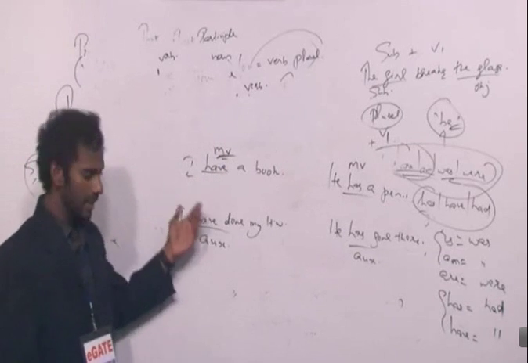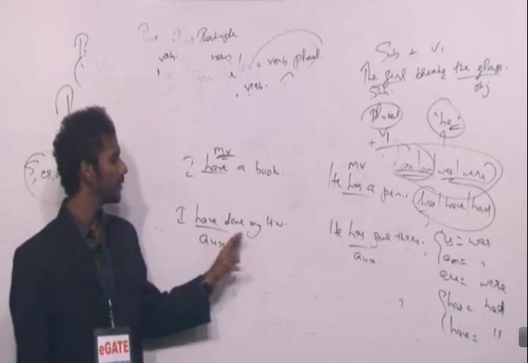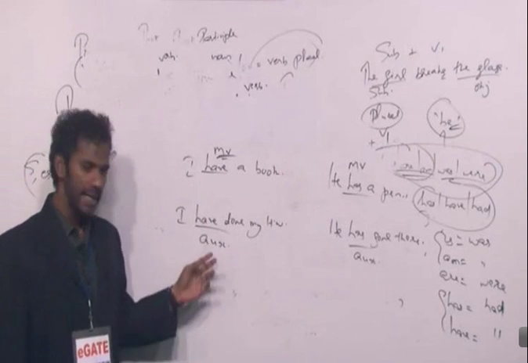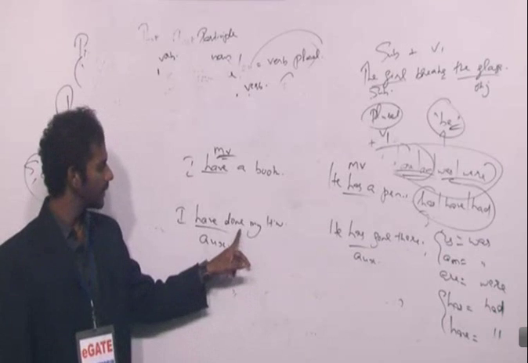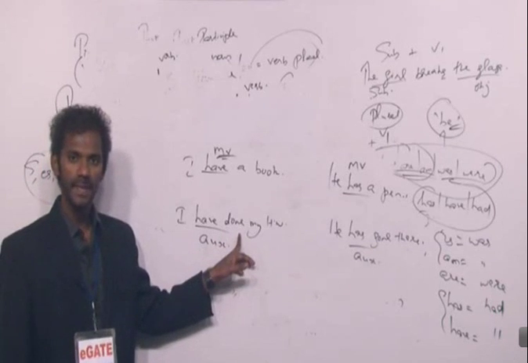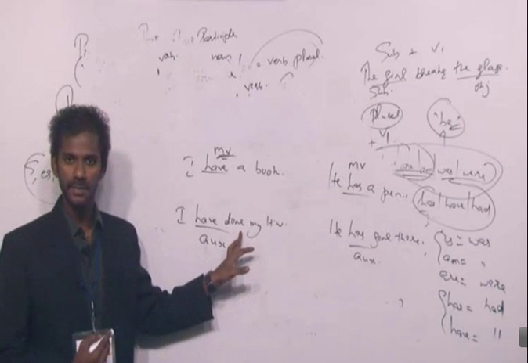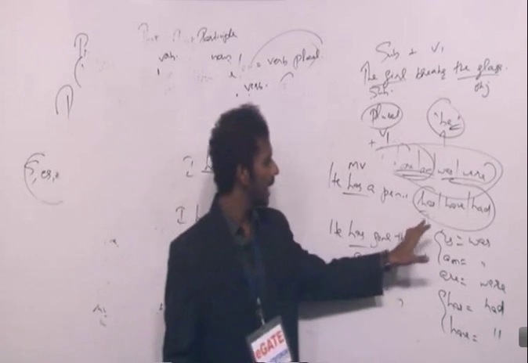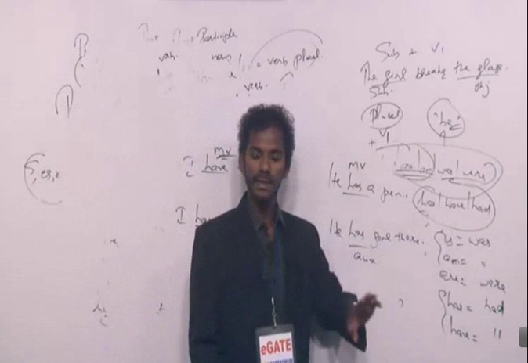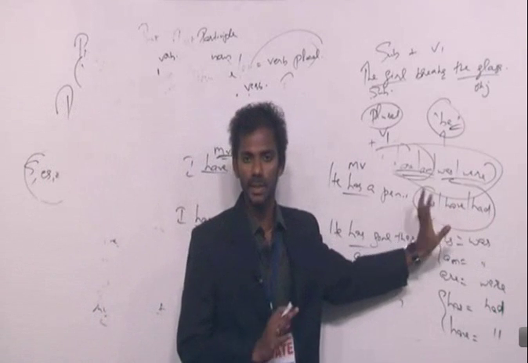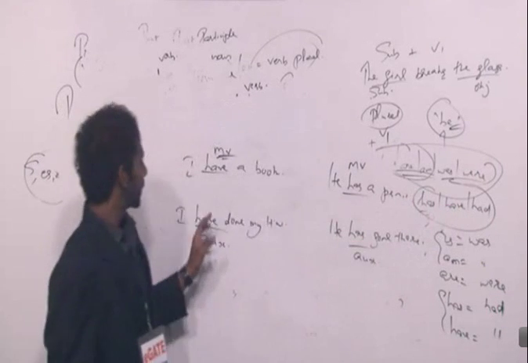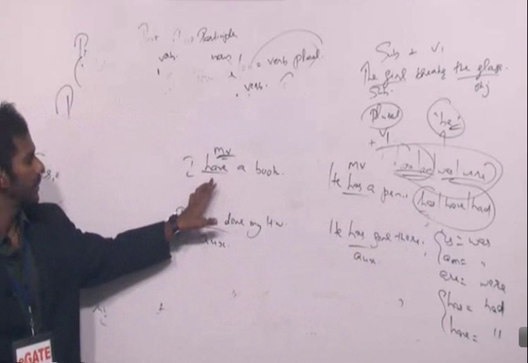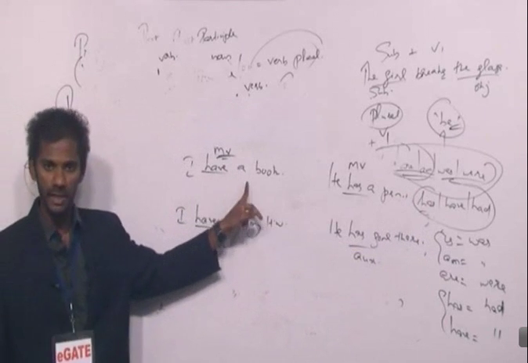Got it? Come to the next sentence. I have done my homework. In this sentence, do we have a main verb after have? Yes. Done is a main verb. If there is a main verb after has, have, or had, then they are termed as auxiliary verbs. So in the earlier sentence, have is a main verb because we don't have any main verb after have.